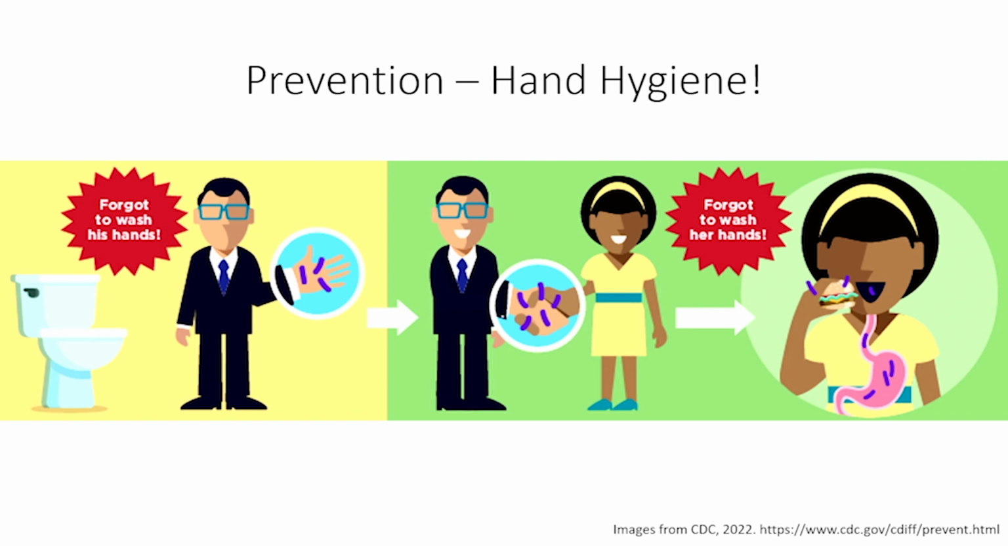What can we do to prevent C. diff infection? And the key here is hand hygiene. We think the spread of C. diff happens by coming into contact with someone who might have C. diff infection or maybe colonized with C. diff, and then they forget to wash their hands, and they may eat something, and then they're colonized with C. diff and may get the C. diff infection. So hand hygiene is really key here.